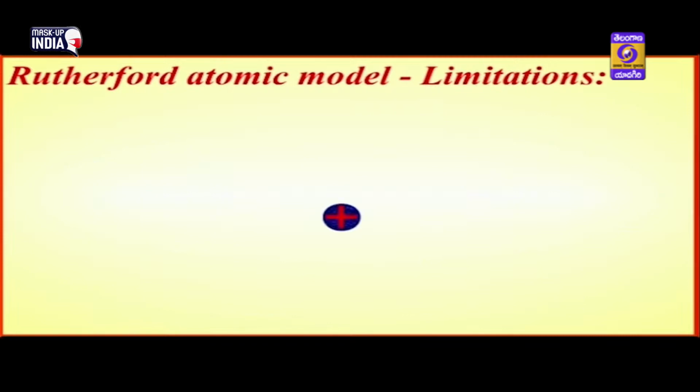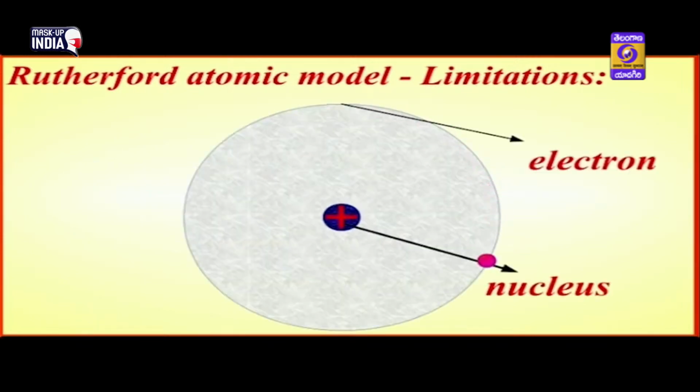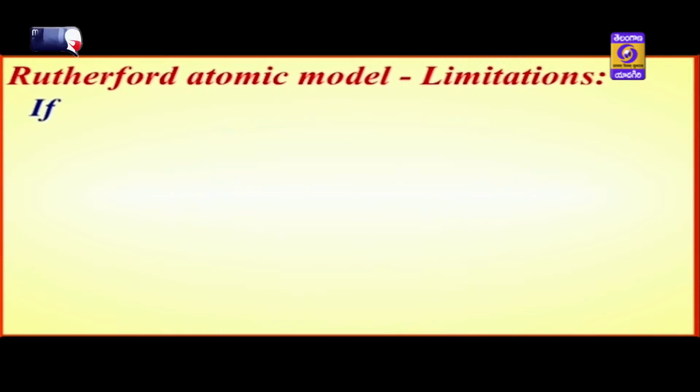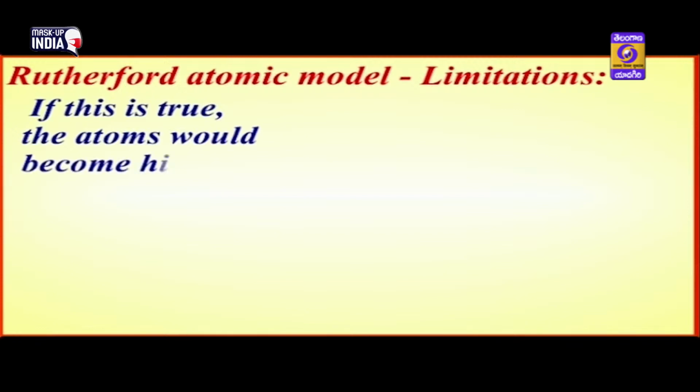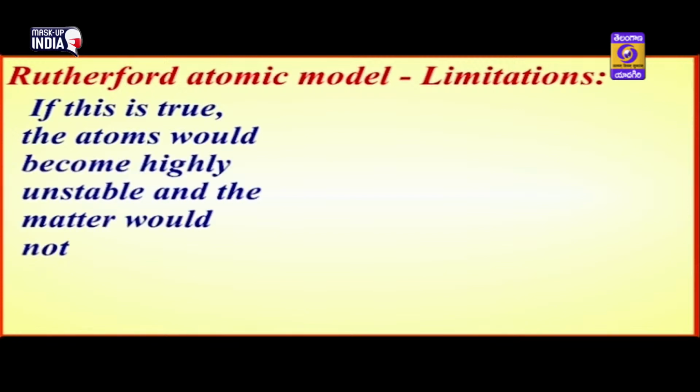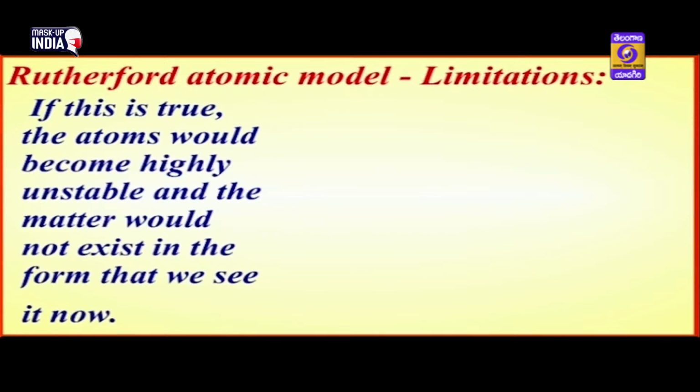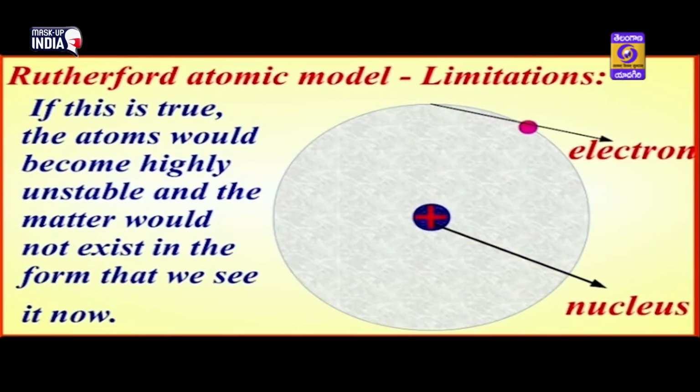Look here, my dear children. When the electron revolves around the nucleus, it radiates energy and slowly moves towards the nucleus and finally crashes into the nucleus. If this is true, the atoms would become highly unstable and the matter would not exist in the form that we see it now. Are you observing, my dear children?